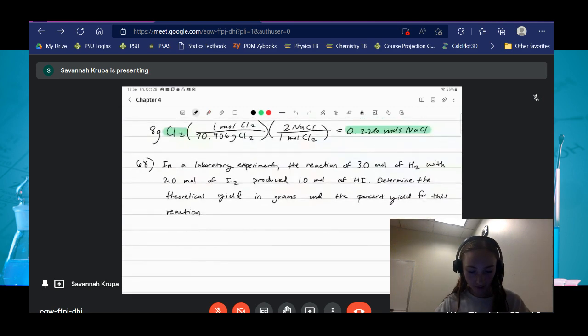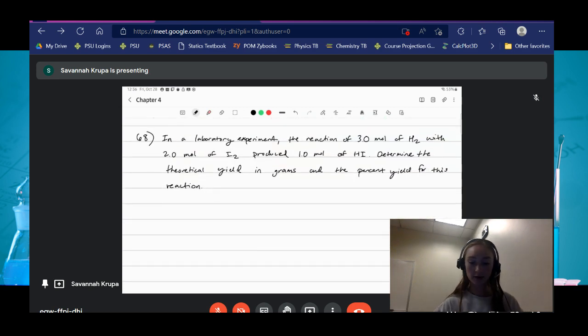Yeah. So it asks us, in a laboratory experiment, the reaction of 3 moles of H2 with 2 moles of I2 produced 1 mole of HI. Determine the theoretical yield in grams and the percent yield for this reaction. So this does not give us a reaction to start with, so we're going to have to write it ourselves, but that is no problem because we are chemistry masters.